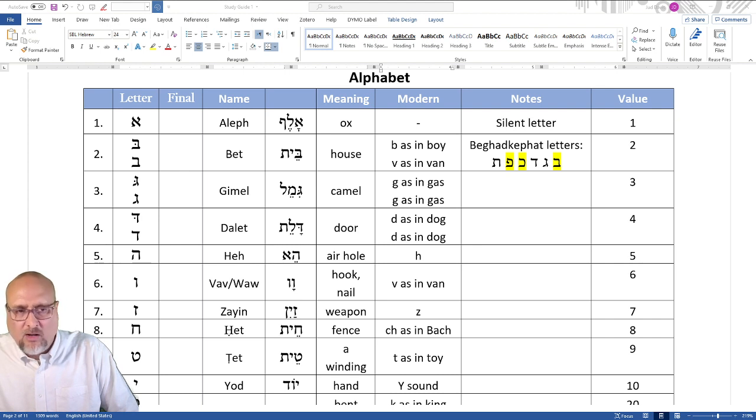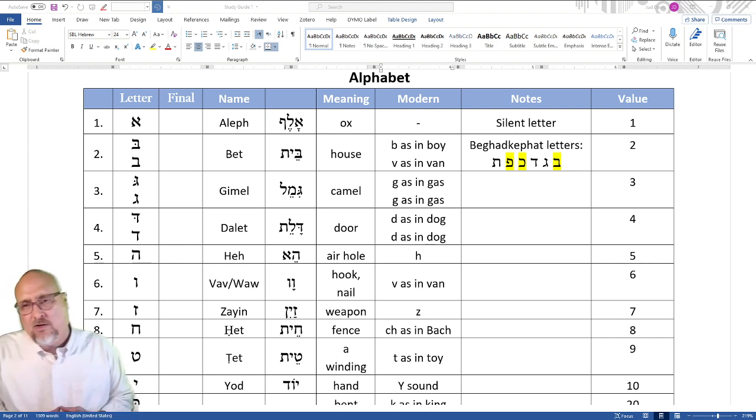Is it New York? Is it Brooklyn? Is it Chicago? All of those are kind of different sounds, and so what we're going to do is go with the modern pronunciation. The reason is that there's all kinds of MP3 files that we can listen to of people reading the language.